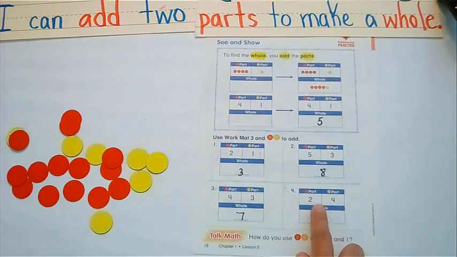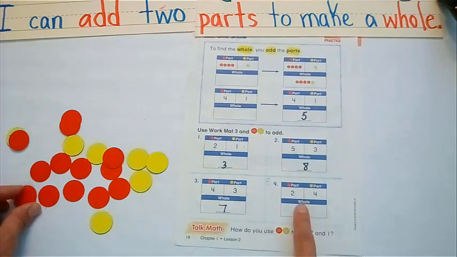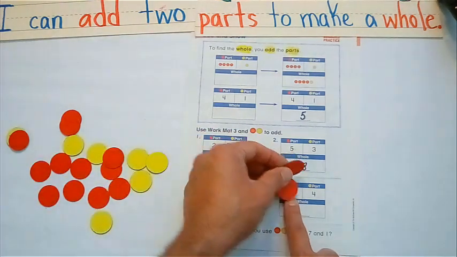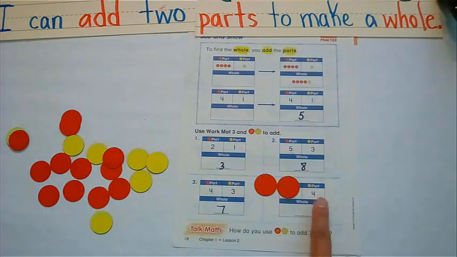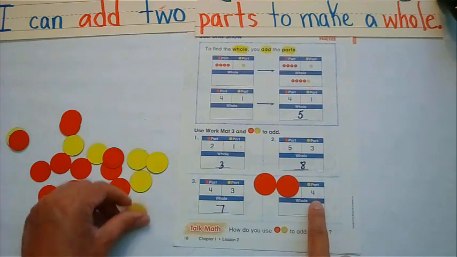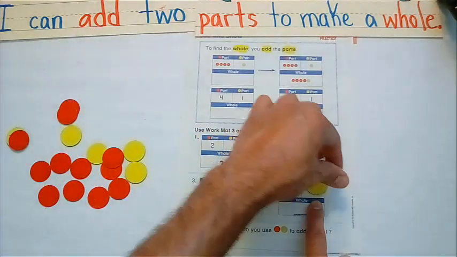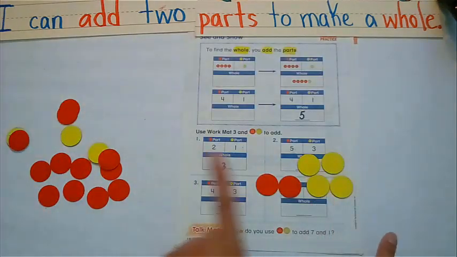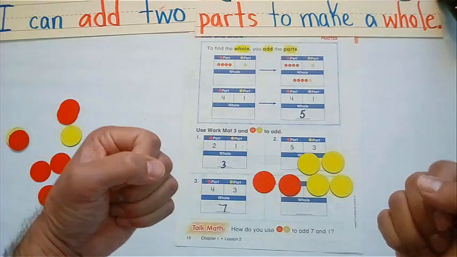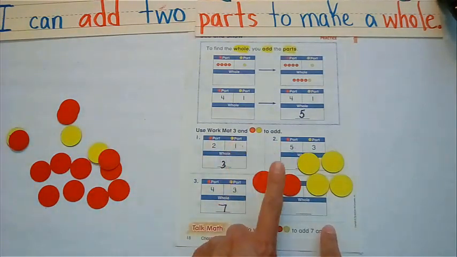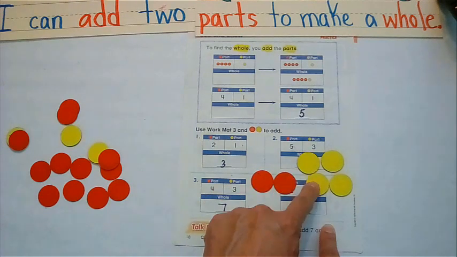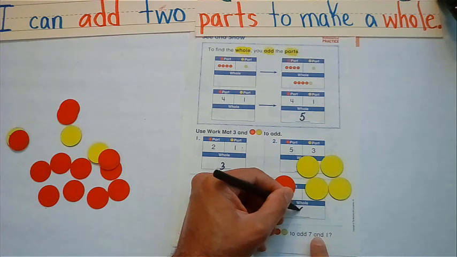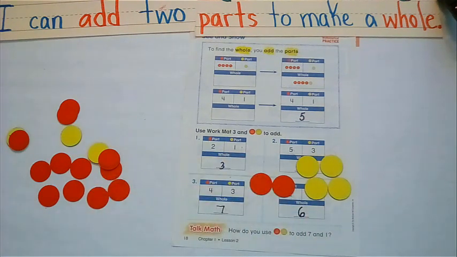All right. Now, let's do this one. This one should be easy. So I have a part of 2. So how many dots? That's right, 2 dots. And this one says how many? 4. So let's put 4 dots for this part. So now I have, remember, let's put the 2 parts together. So I have 2, 3, 4, 5, 6. So the whole is 6.